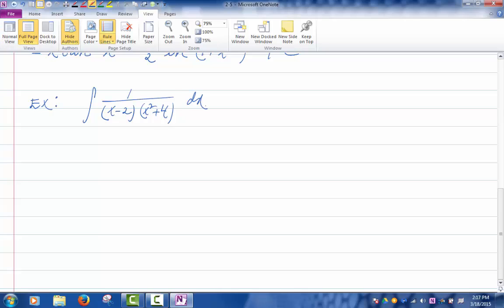Okay, so what do I do here? My integrand is 1 over x minus 2 times x squared plus 4. Proper? Okay, what would be the decomposition? Someone please tell me what's the decomposition. Okay, A over x minus 2 plus Bx plus C over x squared plus 4. Okay, very good.